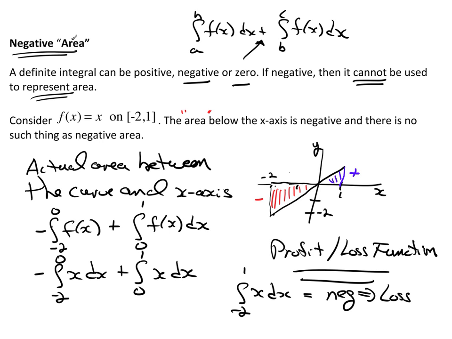So I should actually say net area as net result. Which, if I have a physical phenomenon such as, well, profit and loss, then it would make sense. It would tell me if I'm in the red or if I'm in the black.